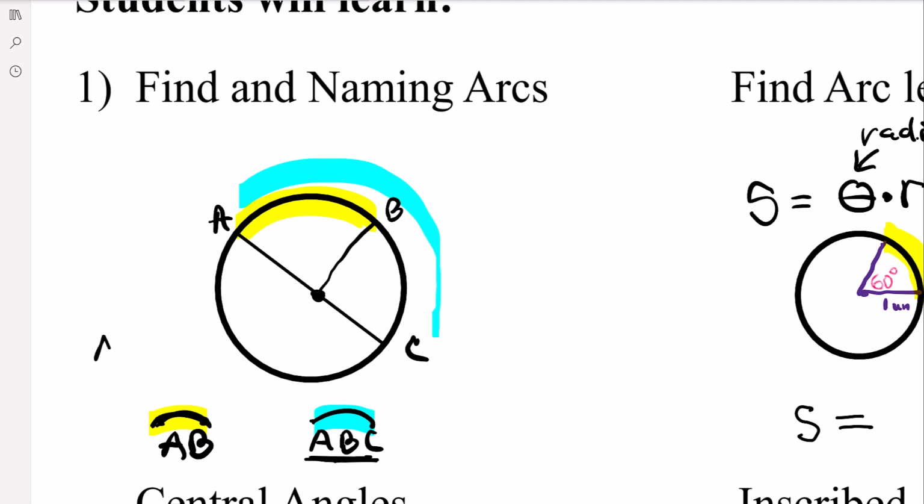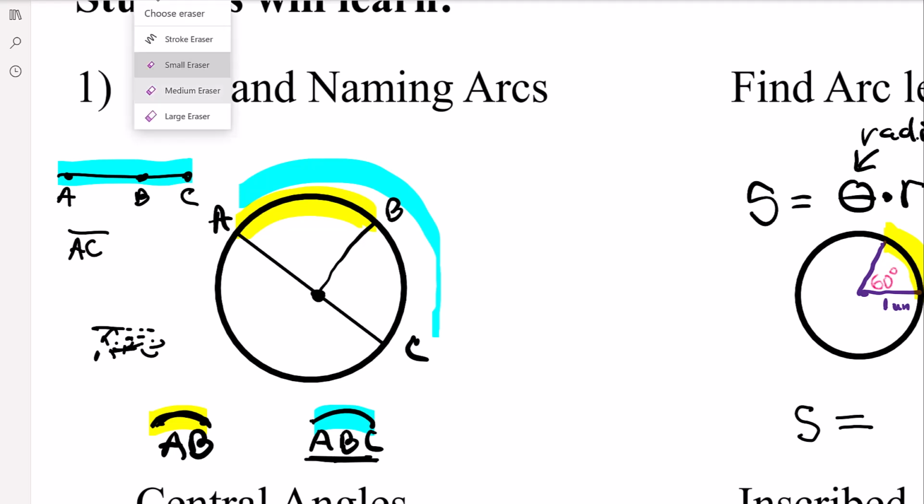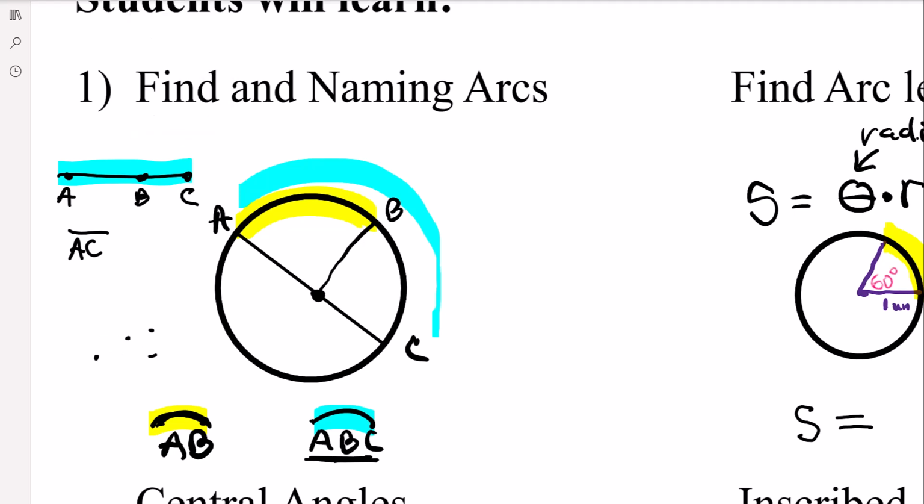So instead of this, which would not make sense, usually if you had a line segment and you were talking about this whole thing, you would just call it that. But with arcs, we would include the different parts. Okay. We include the 3 letters that it extends.